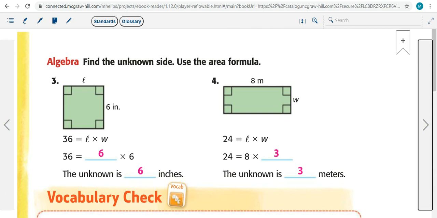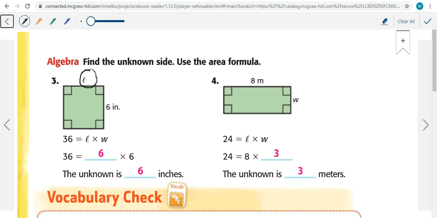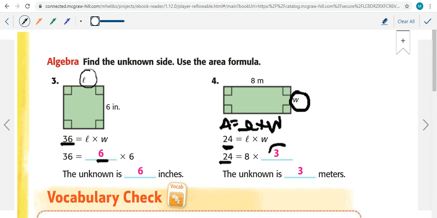Now you need to find the unknown. You know that the area is 36, and you do not know what the length is. Now, which number multiplied by 6 is equal to 36? The answer is 6. Now, remember, area is equal to length times width. We know that the area is 24, but we do not know what the width is. Now, you guys need to say, which number multiplied by 8 is equal to 24? The answer is 3.